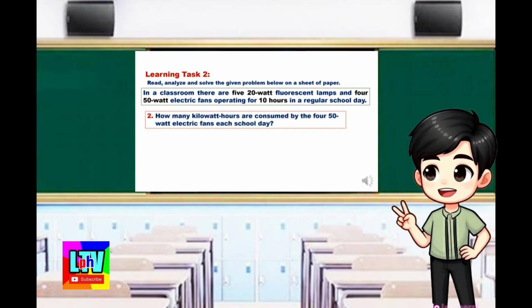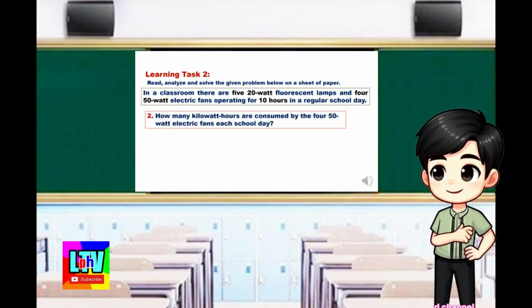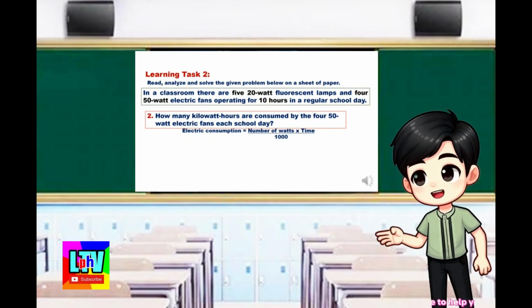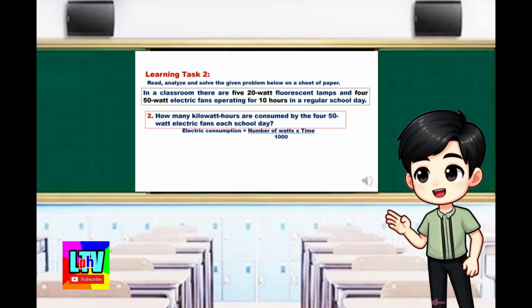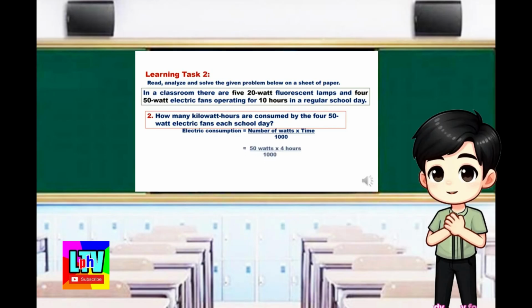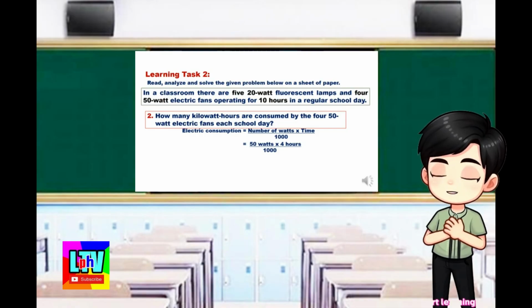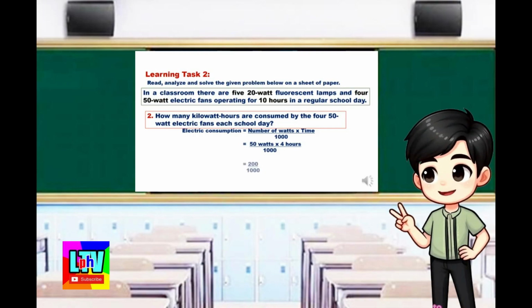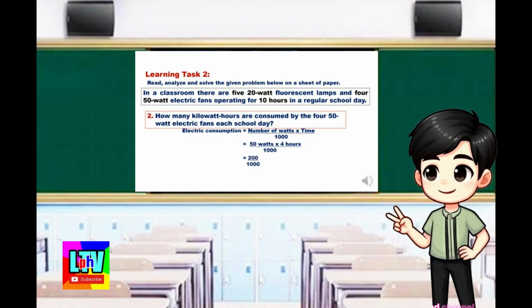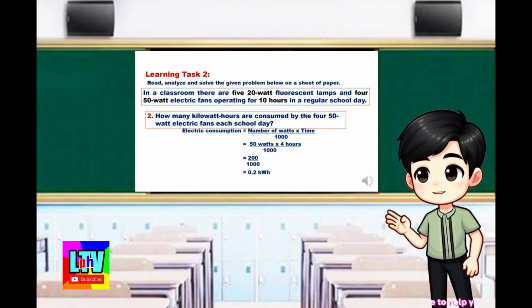Number 2. How many kilowatt hours are consumed by the 4 50-watt electric fans each school day? Formula: electric consumption equals number of watts times time divided by 1,000. So 50 watts times 4 hours divided by 1,000. 50 times 4 equals 200, divided by 1,000 equals 0.2 kilowatt hour.